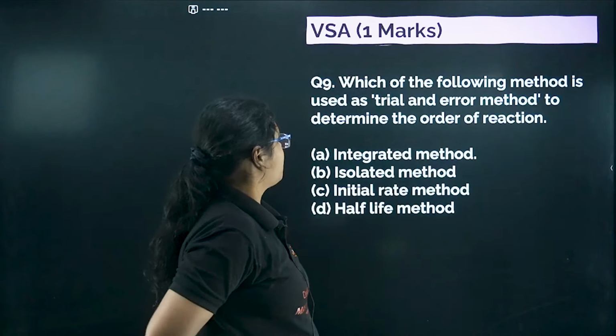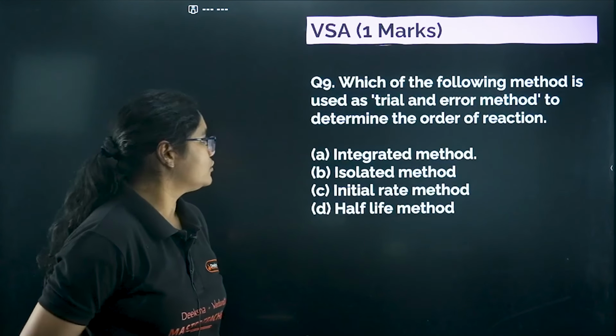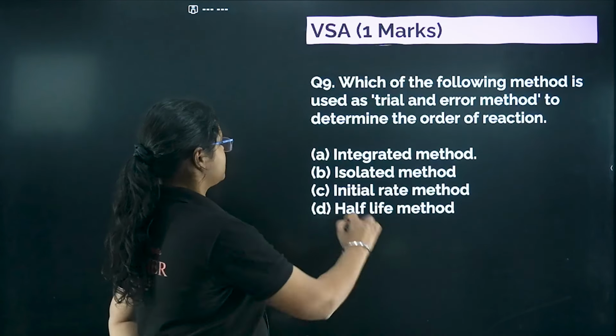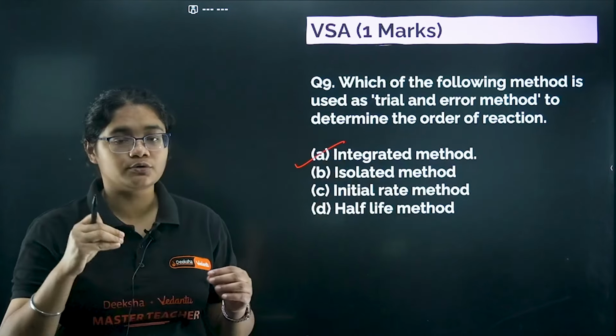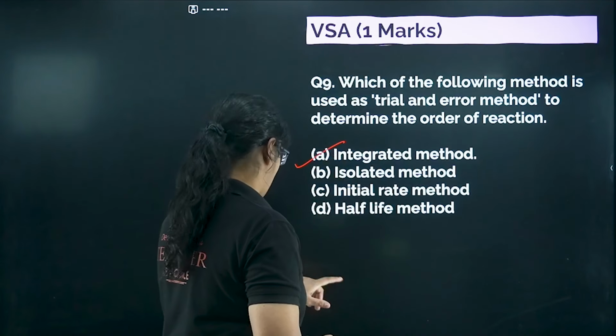Next, which of the following method is used as a trial and error method to determine the order of the reaction? So that is your integrated rate law. You have to substitute the values and check again and again.